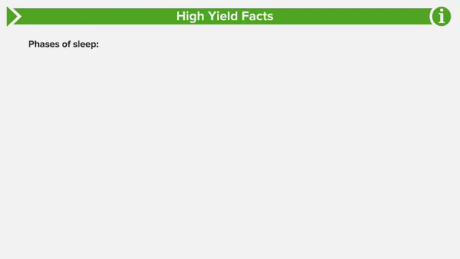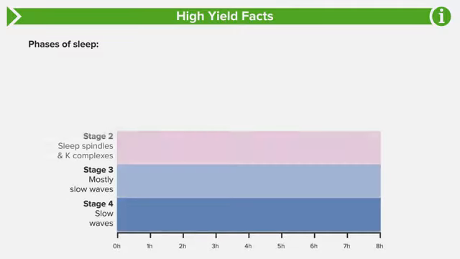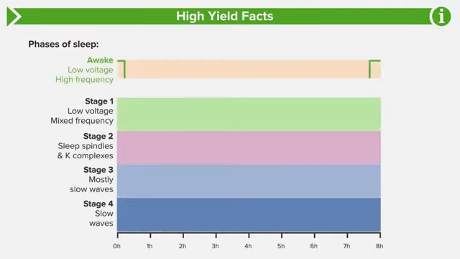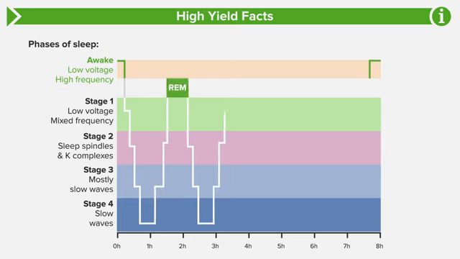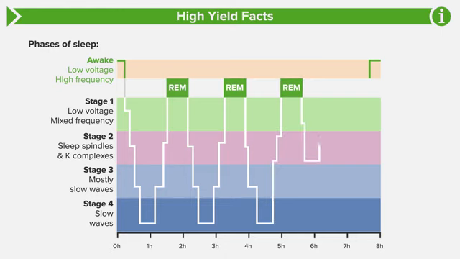Now, let's talk about the phases of sleep, also another high-yield topic. There are 5 phases of sleep. The first 4 phases are non-rapid eye movement phases, which are called NREM, and the 5th phase is called REM, or rapid eye movement phase. The phases actually are pretty simple to understand. They progress cyclically from NREM1 all the way through REM, and then they begin back at NREM1. And each cycle lasts roughly about 90 to 120 minutes.